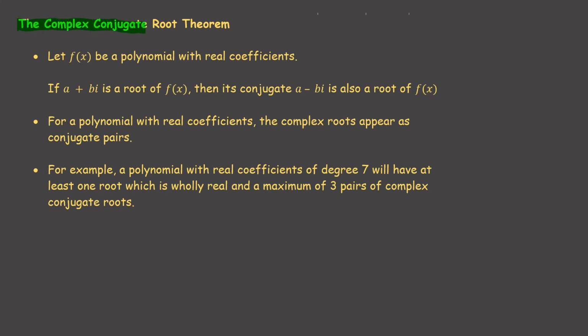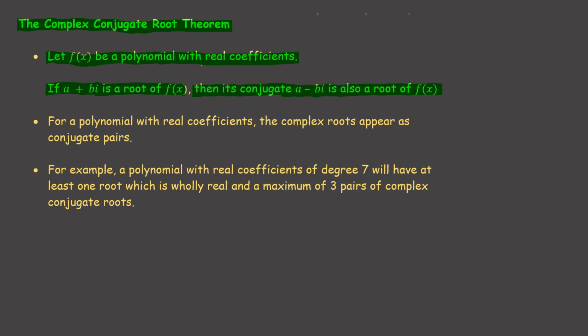The complex conjugate root theorem. Let f of x be a polynomial with real coefficients. And we've seen that type of thing with some quadratics in the last three examples. If a plus bi is a root of f of x, then its conjugate a minus bi is also a root of f of x.